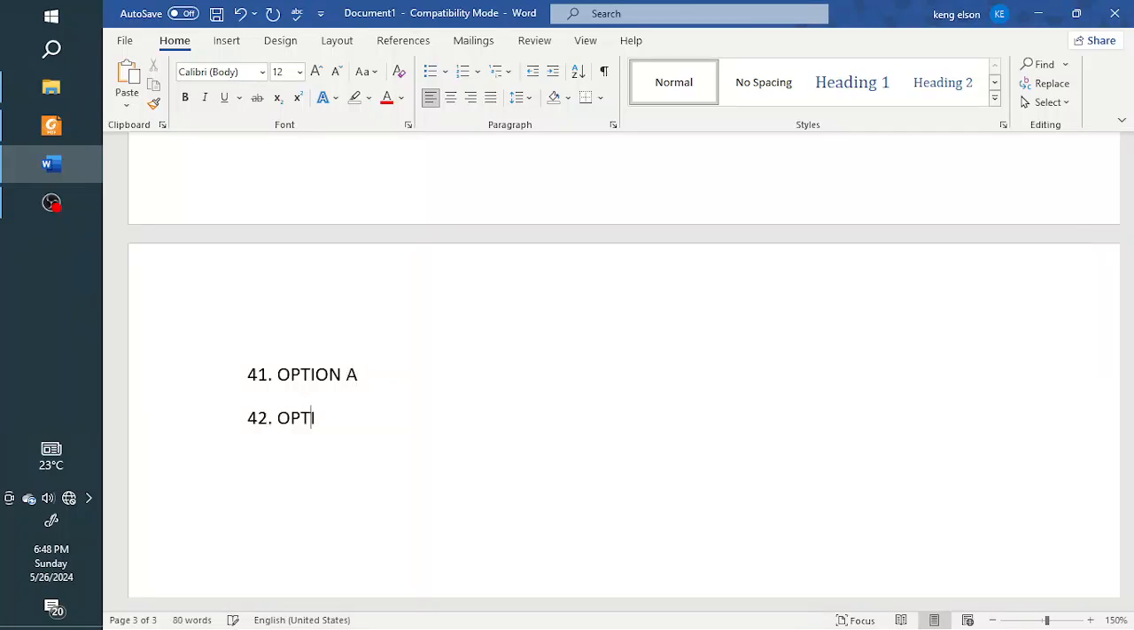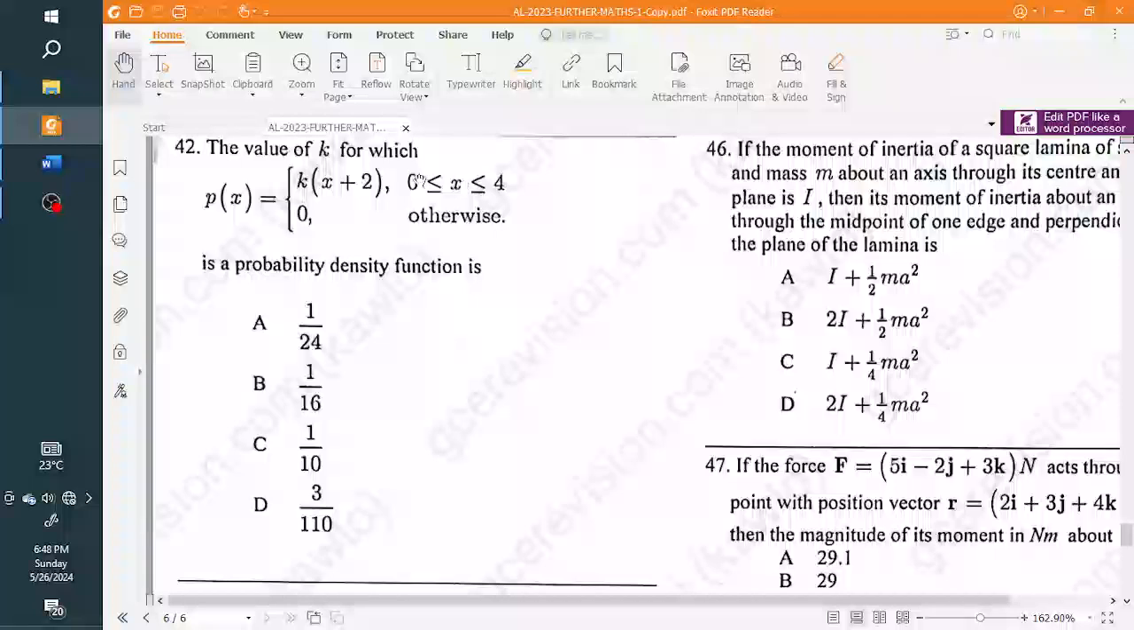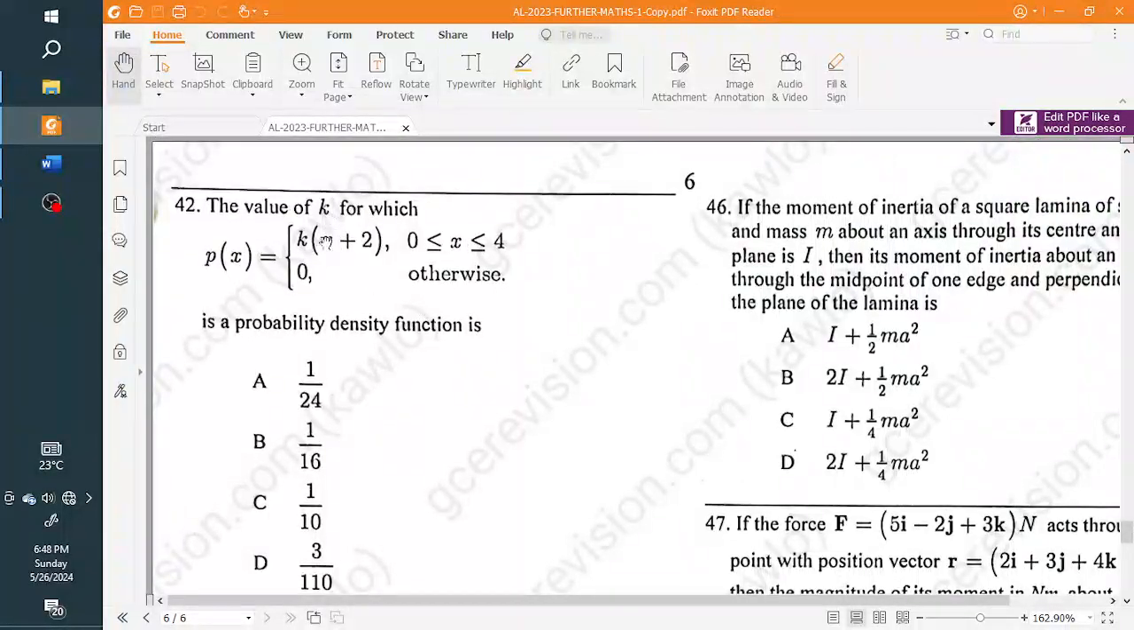42. Where is 42? Alright, the value of k for which this is a probability density function is... For it to be called a probability density function, the variable involved is supposed to be a continuous random variable, because only continuous random variables have probability density functions. Discrete random variables have probability mass functions. And it is continuous because you see x is over the interval 0 to 4. If it was a discrete random variable, then x would have values 1, 2, 3, 4, but here x is all over the interval 0 to 4.